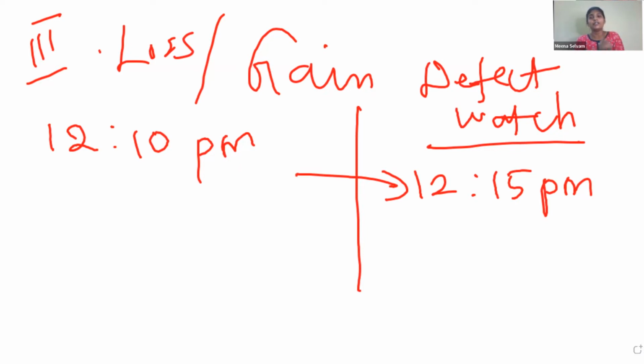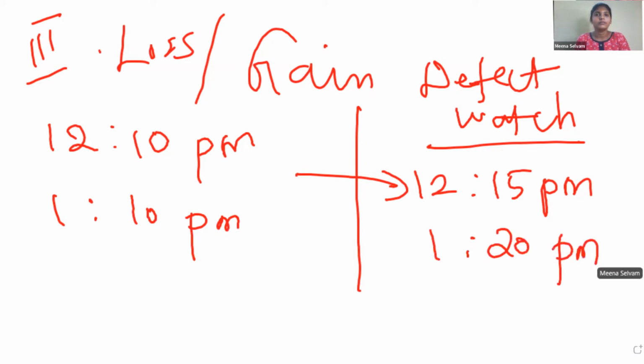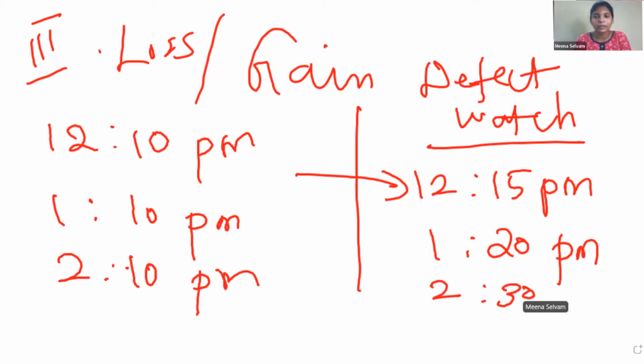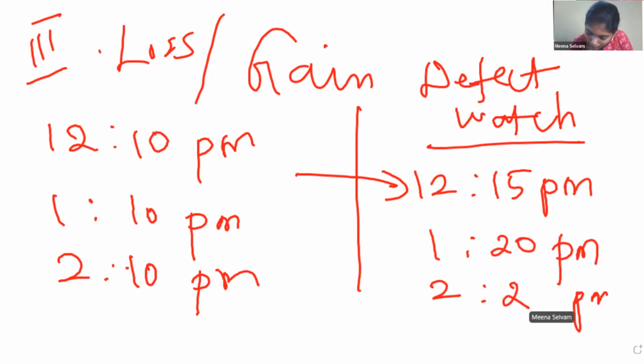It is gaining. 5 minutes is gained. So now imagine when it is 1:10 p.m., what would it be? It will be like 1:20 p.m. When in the correct clock it is 2:10 p.m., in the defect watch it will be like 2:30 p.m. I'm sorry, 5 minutes only is gained, so 2:25 p.m. So for every 1 hour, the defect watch gains 5 minutes. So what to do about that? How to correct the time?